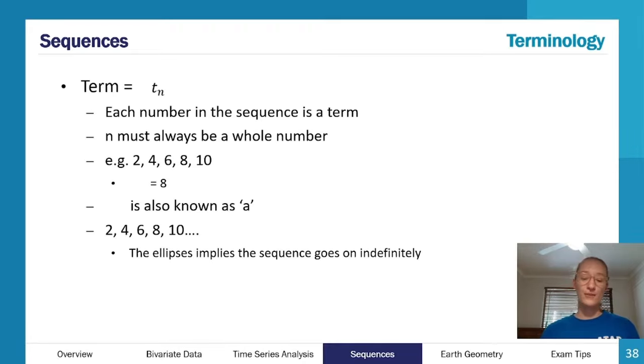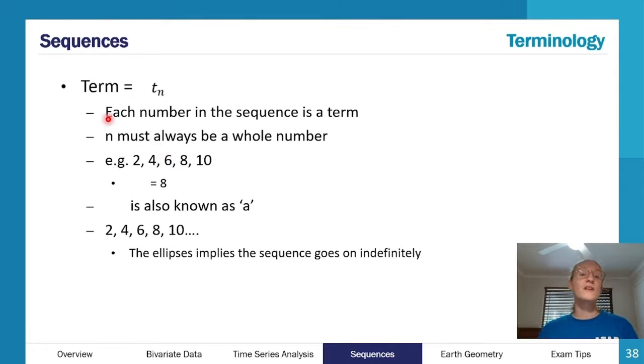Let's get into a little bit more terminology. What I was already introducing you to earlier was the idea of a term. I talked about our first term, our second term, our third term. What that is referring to is the fact that each number in the sequence is a term. So the first number in the sequence is t1. That's our first term. The second number in the sequence is our second term, so t2. This little n would be 2 in that case. Our third term, our third number, would be t3, so n would be equal to 3.